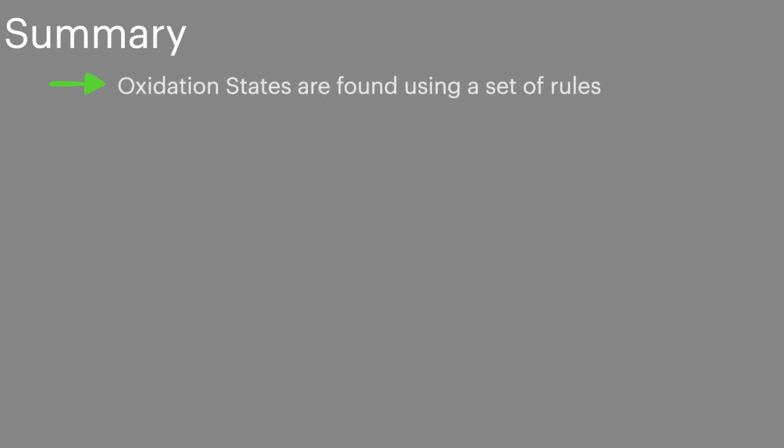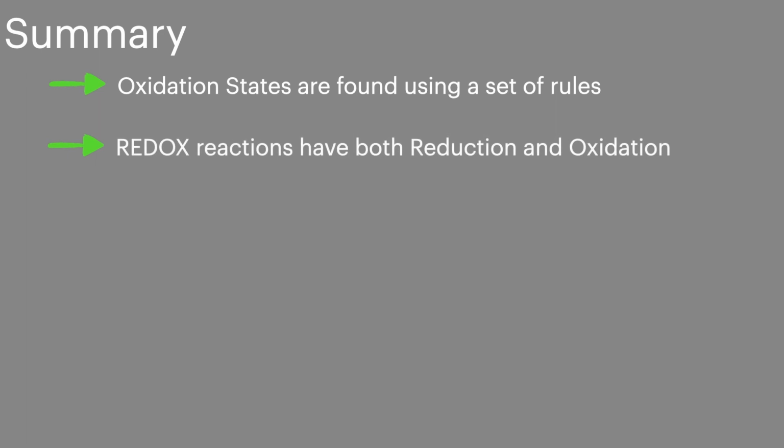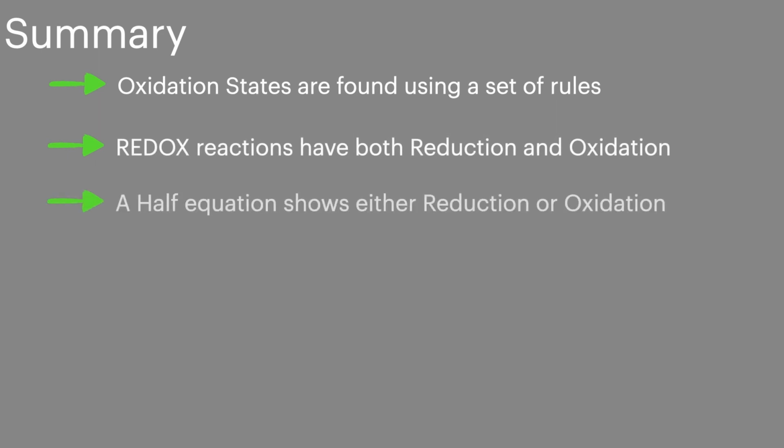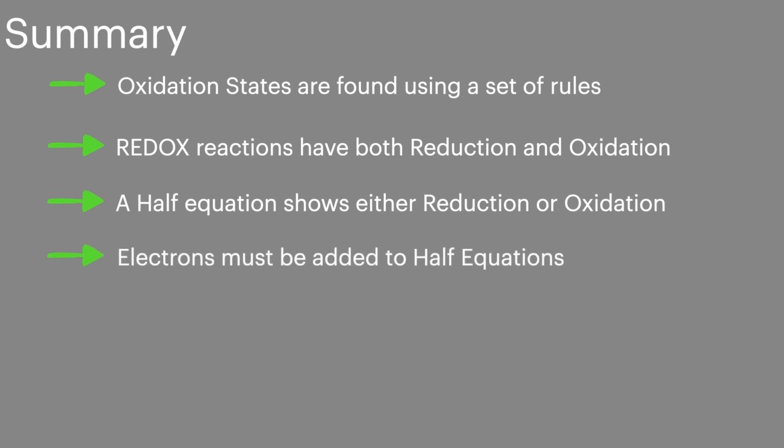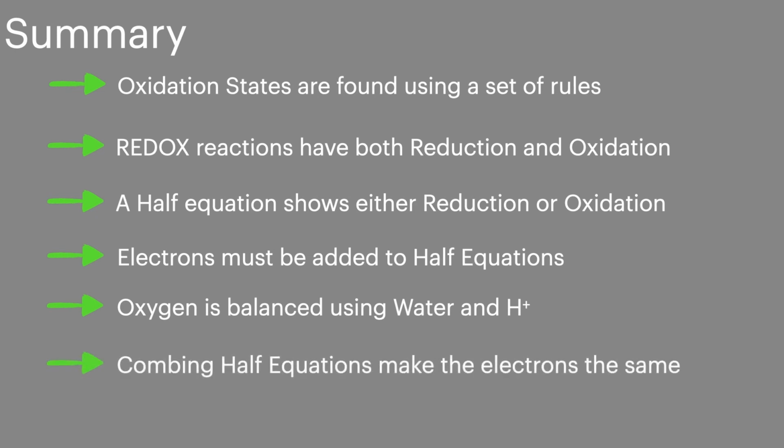In summary of this episode then, oxidation states are found using a set of rules. Redox reactions have both a reduction and an oxidation process. Half equations show these two separate processes. Electrons must be added to half equations. Oxygen is balanced using water and then hydrogen ions. And when you combine half equations, you multiply them up to make the number of electrons the same in each before cancelling them out.